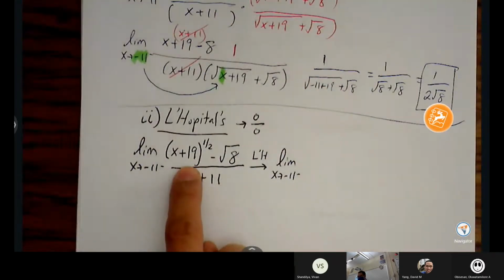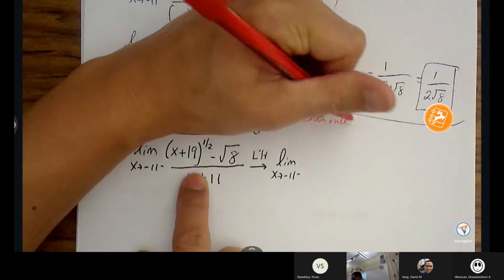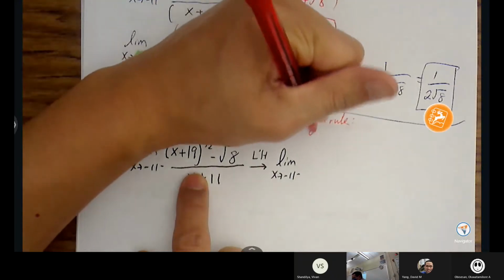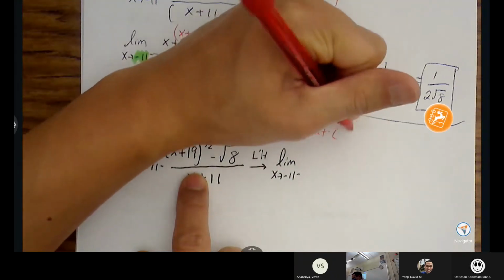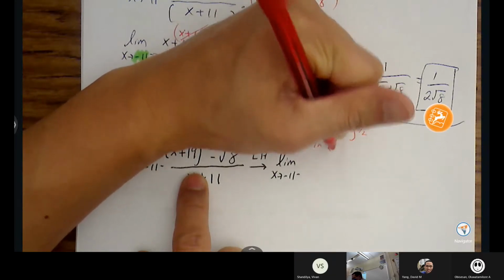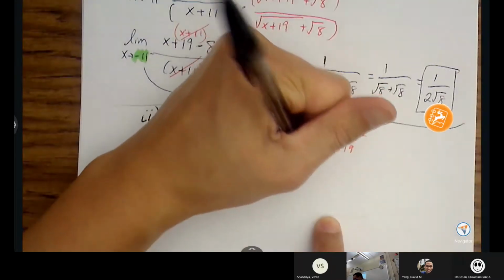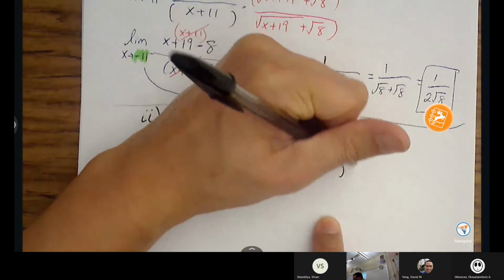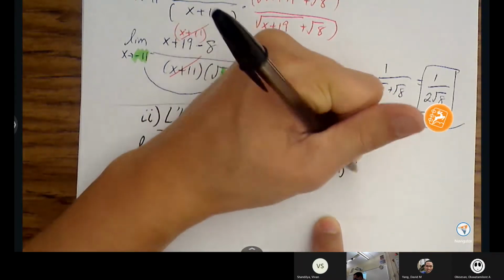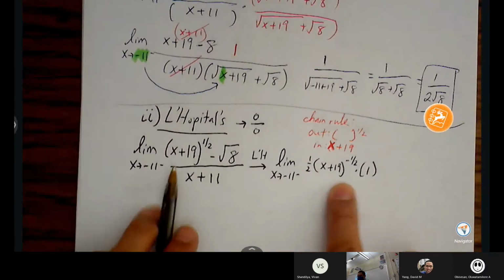Power rule, or chain rule here. Outside derivative times inside derivative. A little bit of a chain rule here. Inside portion is my x plus 19. Okay, outside derivative, 1/2 parentheses to the negative 1/2 times the inside derivative times 1. Okay, so that's the result.